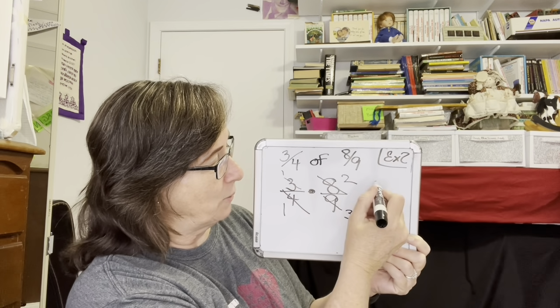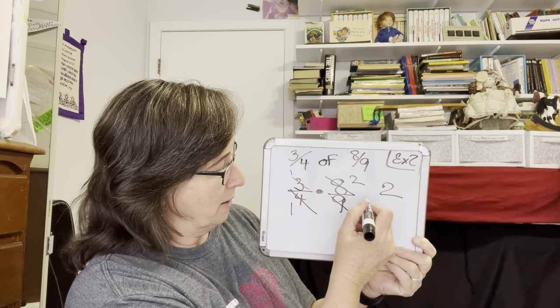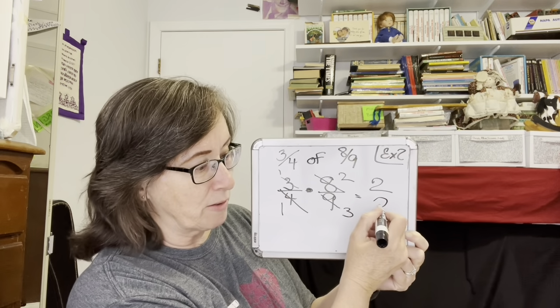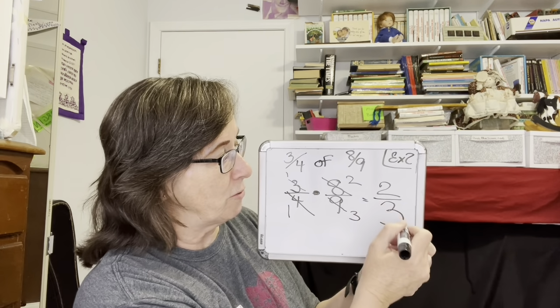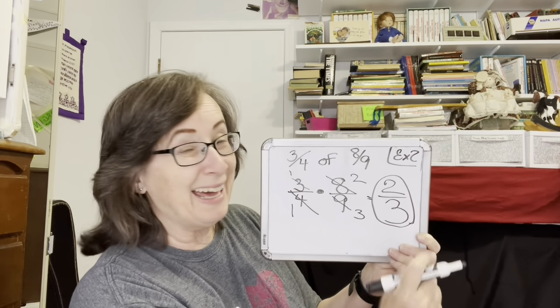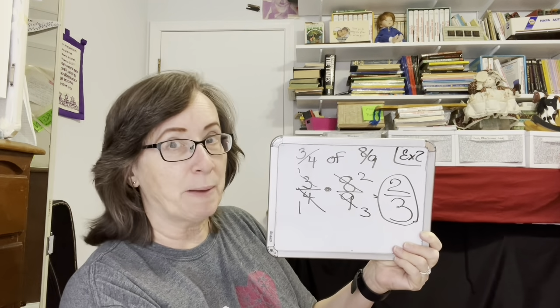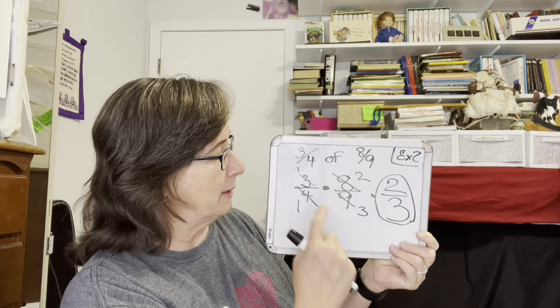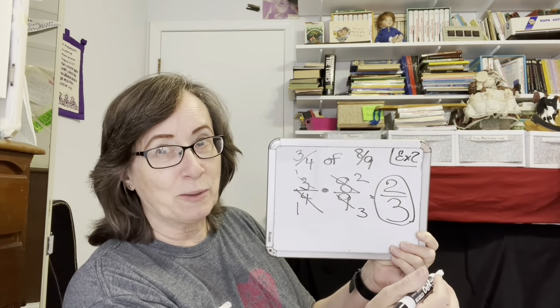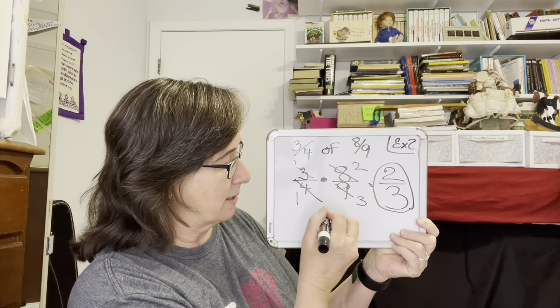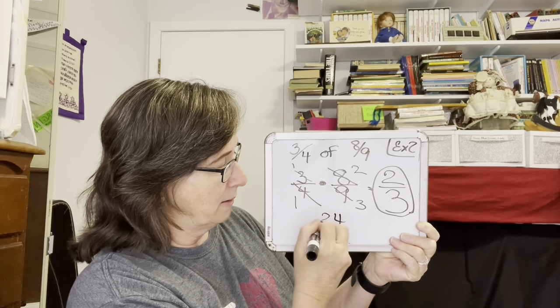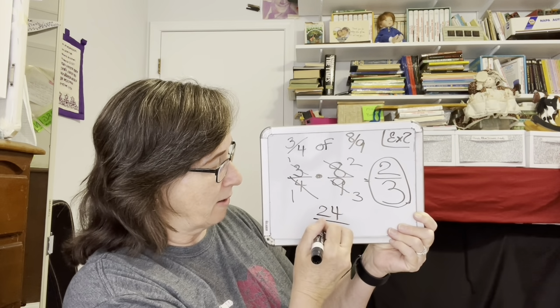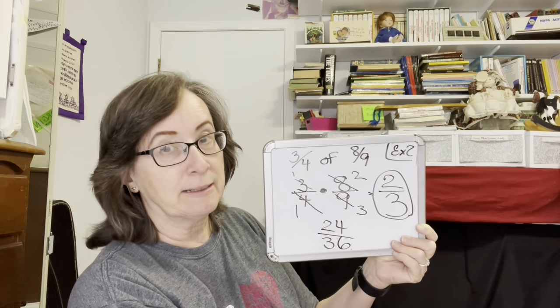1 times 2 is 2. 1 times 3 is 3. So the answer is 2/3. And we got it pretty easily. Now let's go back and think what would happen if we didn't cancel. 3 times 8 is 24. 4 times 9 is 36.